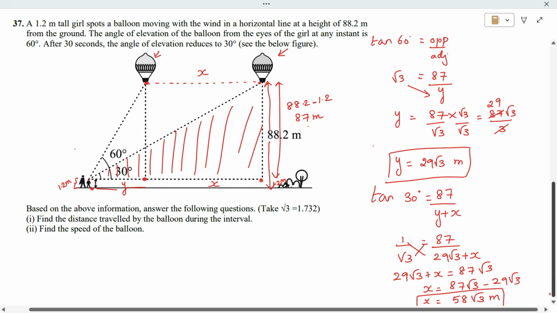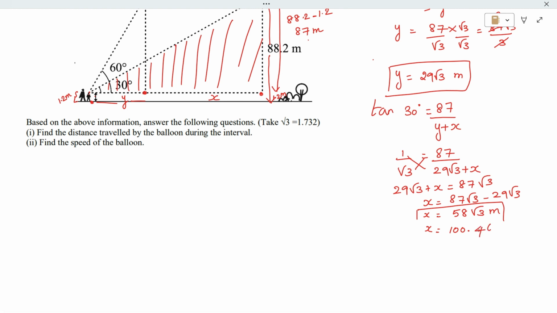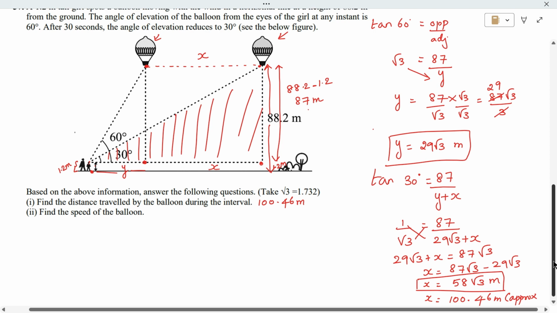Suppose I substitute the value root 3 as 1.732, then x is closest approximation of 100.46 meter approximately. Okay. So this is the answer for the first question. The distance traveled is 100.46 meter and the working has been shown here.